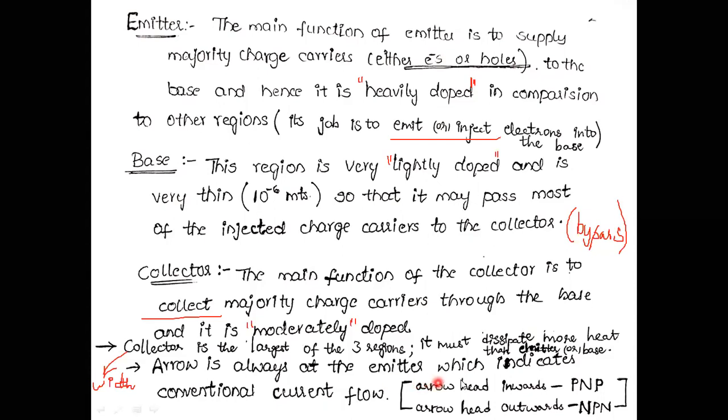Here the arrow is always at the emitter, which indicates conventional current flow. Arrowhead inwards means that is PNP, arrowhead outwards means that is NPN. If the arrowhead is inwards, we call it PNP; if the arrowhead is outwards, we call it NPN. Okay.